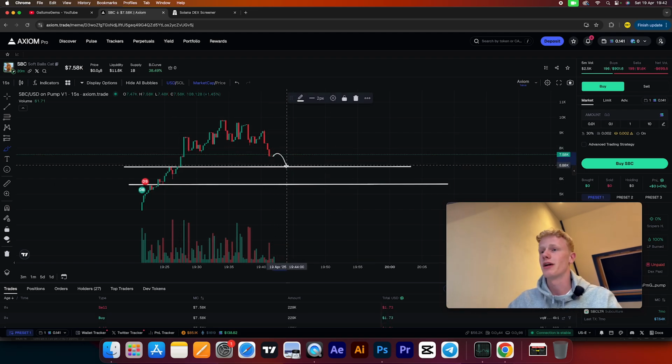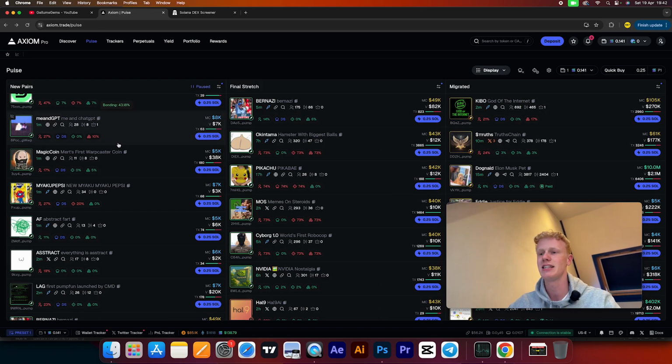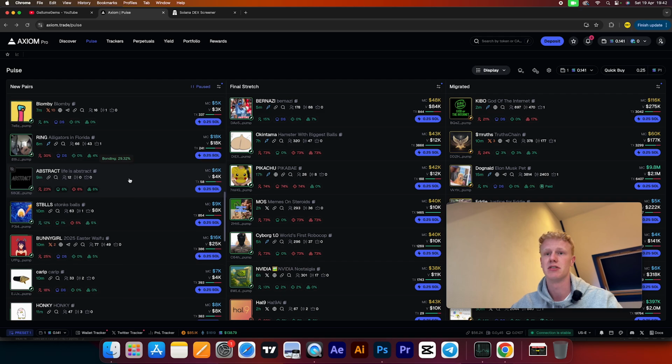Most of the time it already starts bouncing from that level. And that is the easiest way right now to scalp trade. Just find coins within the right niche or within the hype meta right now. Then just identify support and resistance levels, which is extremely easy to do.